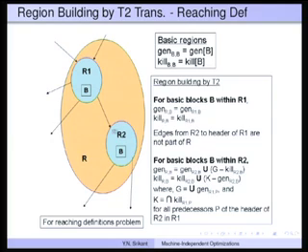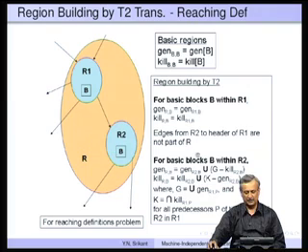So, from that set G, remove whatever is killed by this R2. So, kill of R2 comma B, killed by B with respect to R2. And add gen of R2 comma B, generated by B with respect to R2, then you get whatever is generated by B with respect to the region R. So, this should be clear.